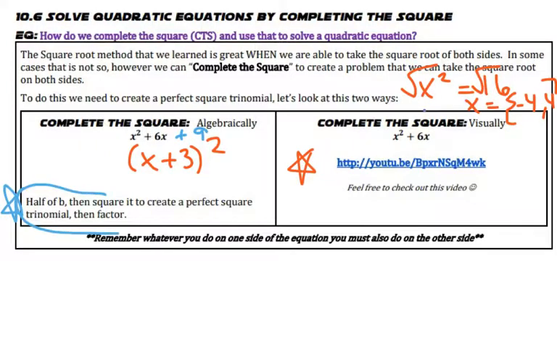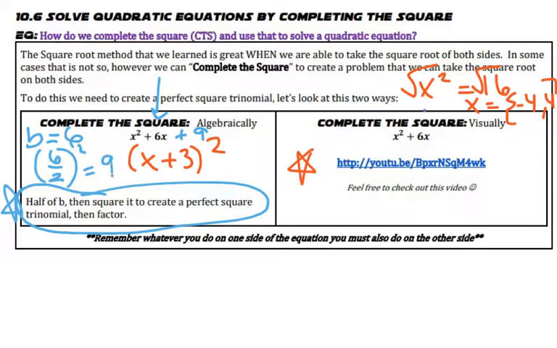What it says is that you're going to take half of your b value, which if you remember from earlier in this chapter is always the number that's in front of just x. You're going to take half of your b value and you're going to square it. That's the number that you're going to add to both sides. So in this case, b was 6. So we would take half of 6, which is 3, and we would square that, which is 9. I want you to notice that the 3 actually comes into play in this spot as well. That's what's going to be inside parentheses.